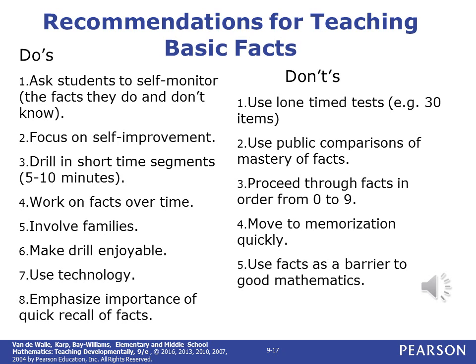You don't want to proceed through facts in order from 0 to 9, but rather do 2, 5, 10, 1, and 0, and then show how those can be used to master the rest of the facts. You don't want to move to memorization quickly. Remember, students need to have the reasoning strategies done first, and then they will just know or be in the memorization phase. And that's when you can incorporate some opportunities for drill, and you could use some flashcards, but that's because students have already gone through all the reasoning steps.